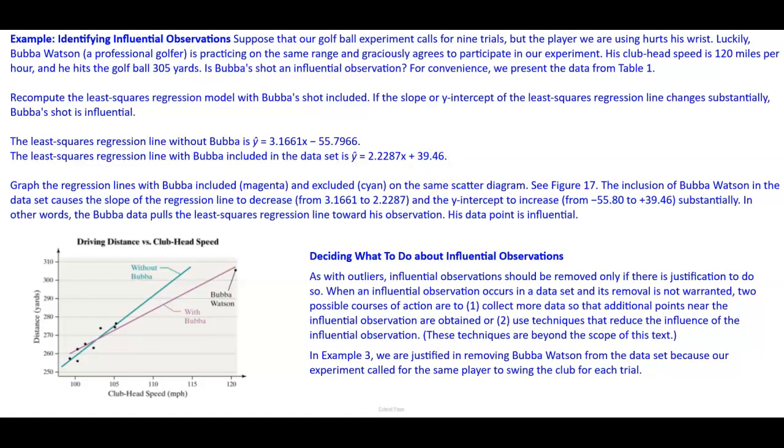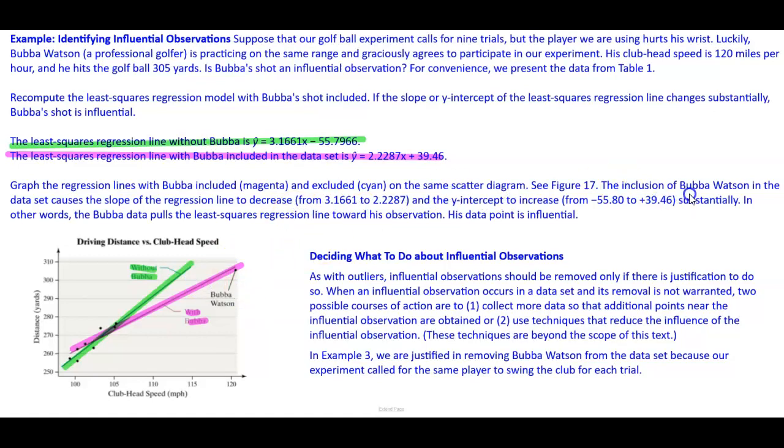Okay, so without Bubba, there is the least squares line, which is that green one right there. And then the least squares regression line with Bubba included is the following. So that's going to represent that line, and that is with Bubba Watson. We graph the regression lines with Bubba included, which is the magenta color, and excluded, which is the cayenne, on the same scatter diagram, which you can see down below here.